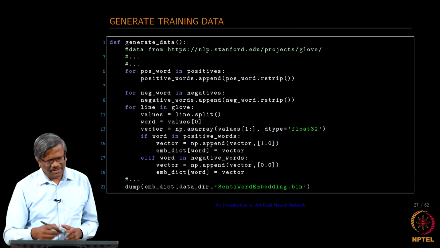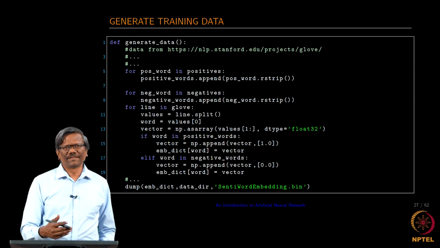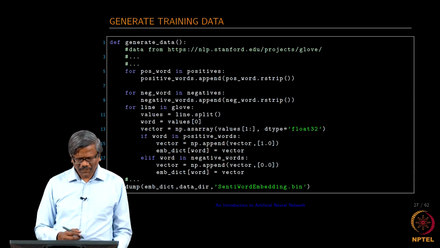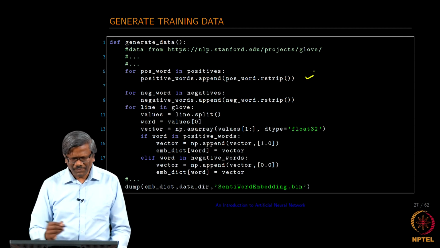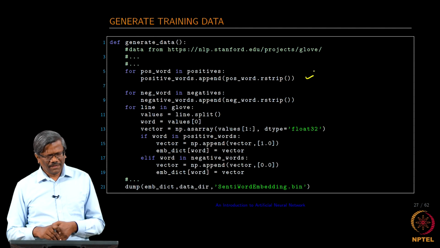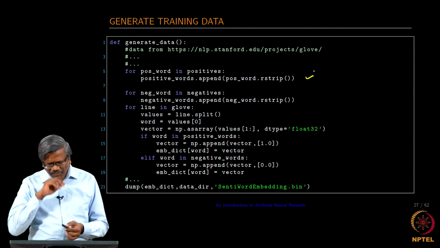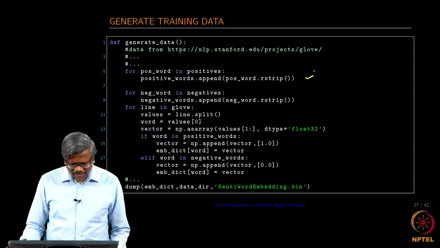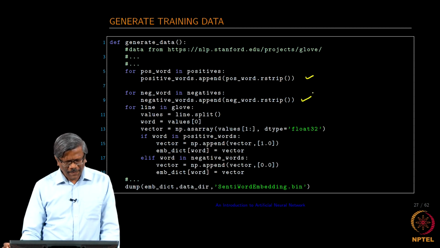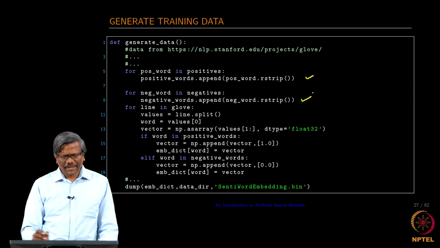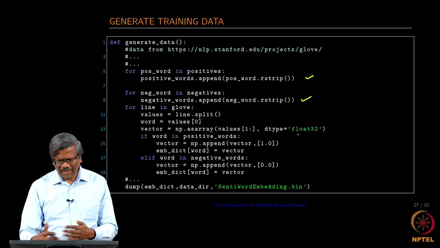So, this is what I explained. I need to generate the training data set first. I am taking the positive words and creating a list, and in the same fashion creating a list for the negative words, and then using the GloVe data, I am separating them out.